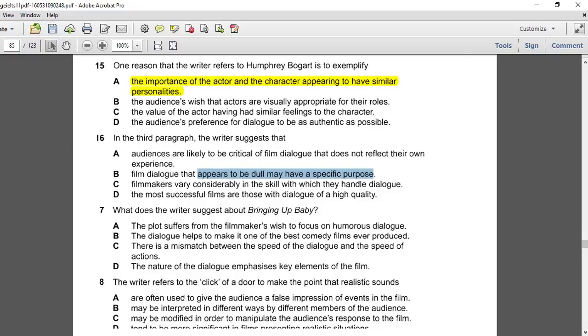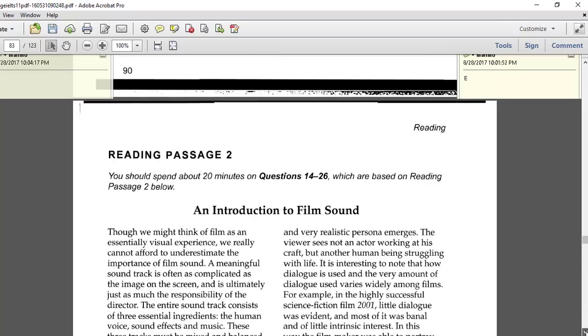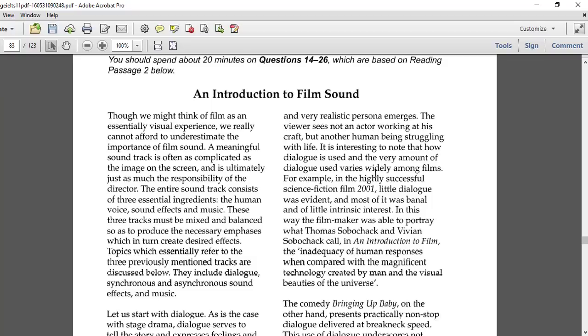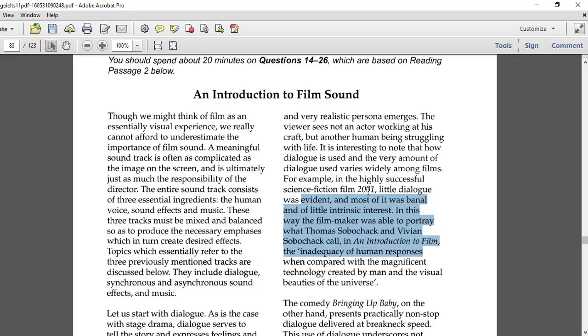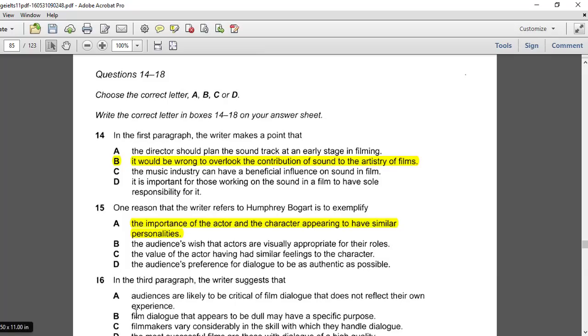Dull. Okay, we have the word banal here, which means dull. Here it says, yes, little dialogue was evident, and most of it was banal, and of little intrinsic interest. So it was not interesting, it was boring and dull. In this way, the filmmaker was able to portray what, in an introduction to film. So yes, the director had a message through the banal or the dull dialogue. So the answer is number B.